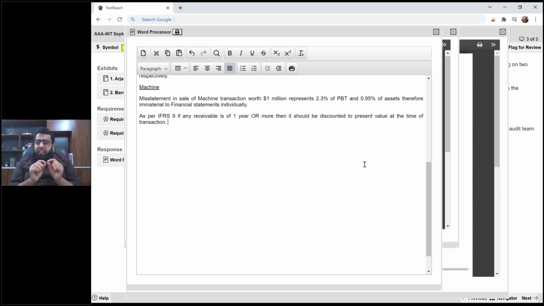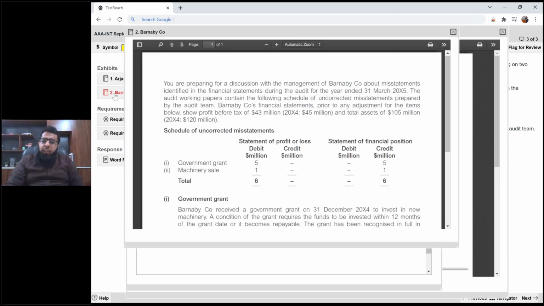As per IFRS 9, if receivable is of 1 year or more, then it should be discounted to present value at the time of transaction. Considering this, receivable on sale of machinery of $10 million should be discounted to its present value of $9 million, which is stated in the question. If you read it, they have stated it clearly that we have already calculated its present value. The auditor has already calculated that the present value is $9 million.